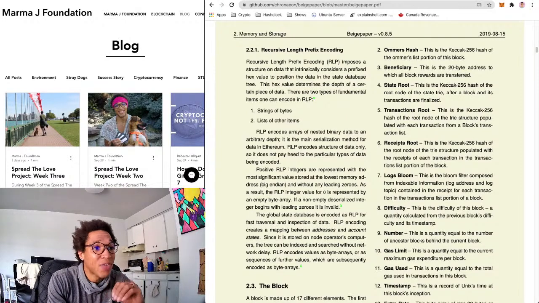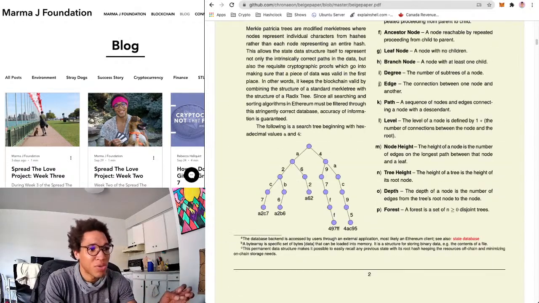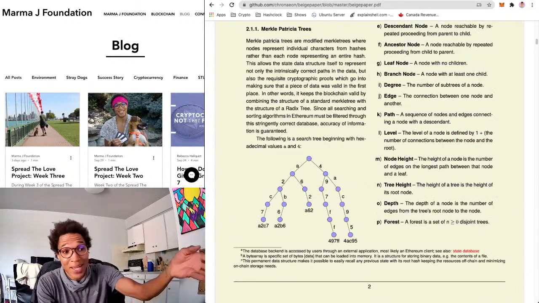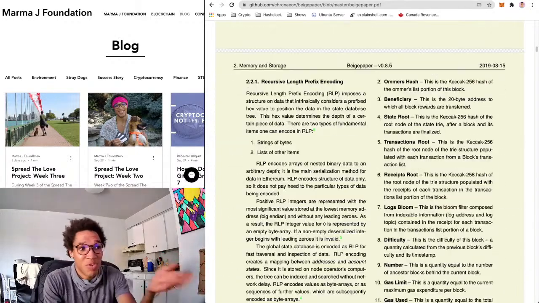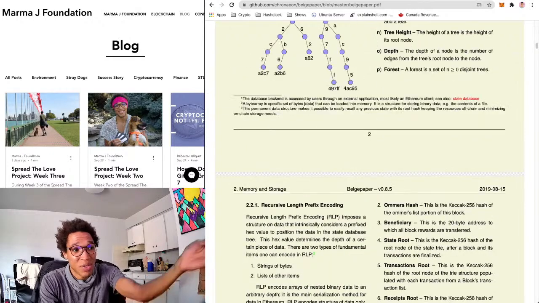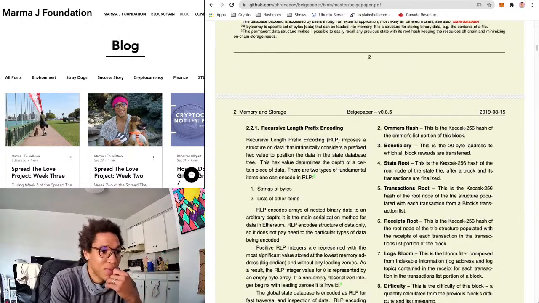Anyways, this is the Keccak-256 hash of the root state, so the root node of the state tree, after a block and its transactions are finalized. So we go up here, we're talking about this root node up here. So you have to find that root node. So you need to find the state root. So it's a hash, so it can't be changed. So you can find it. Pretty simple there.